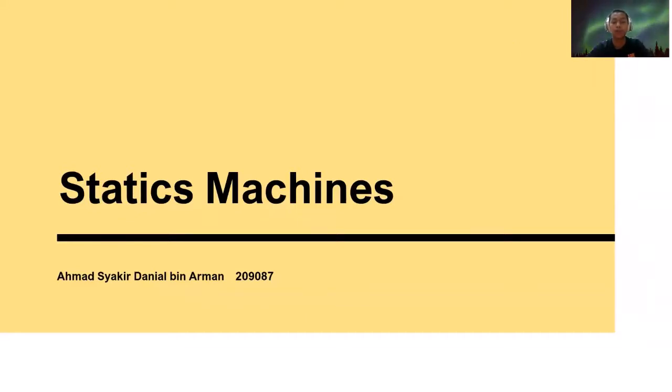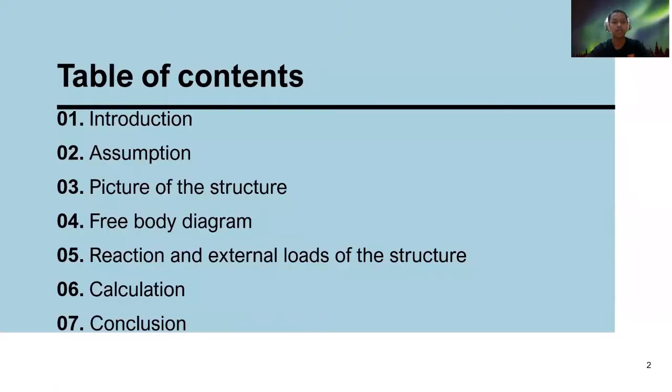Assalamualaikum warahmatullahi wabarakatuh. My name is Ahmad bin Arman. My matric number is 209087, and today I would like to present static machines. So this is the table of contents. For the introduction and conclusion parts, my friend Eugene already presented, so the other parts I will present.